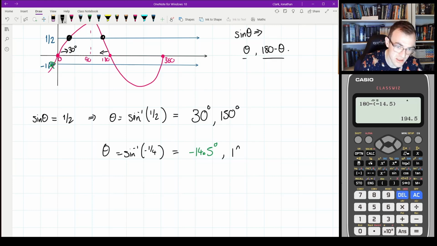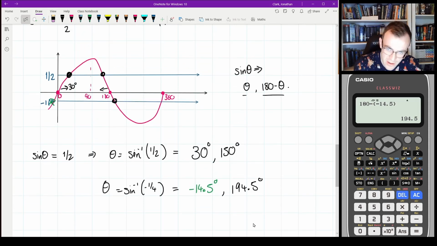I get 194.5, which is here. But there is another angle here which looks to be quite close to 360. Now, another way you can generate angles using the sine function: the sine repeats itself every 360 degrees. So if we had the original answer, minus 14.5, we can add 360 onto it to take us all the way across here.